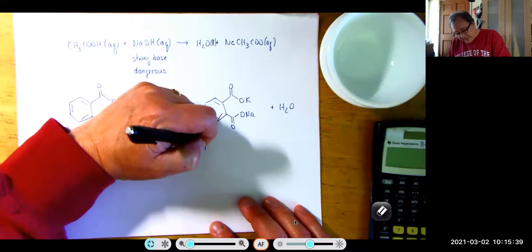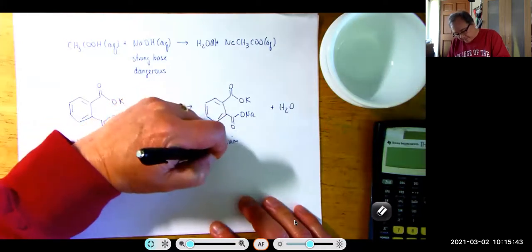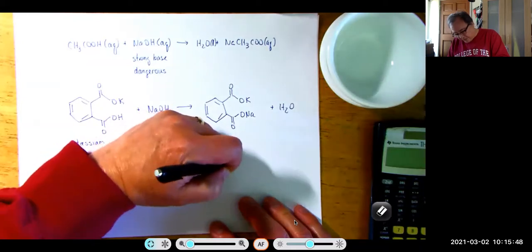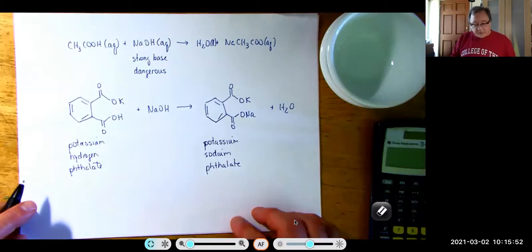And we're going to call it potassium sodium phthalate, keeping in alphabetical order for the two ions. Okay, so this is normally what we do.